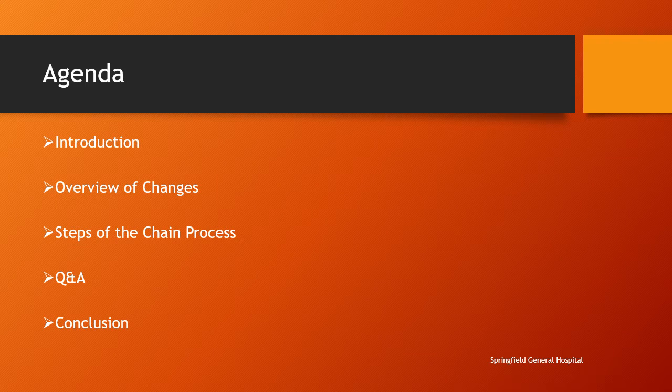Let's start with the agenda. We're going to first start with the introduction, which is what we are doing now. We're going to follow up with an overview of changes that our company is going to be making. We're going to discuss the steps of the change process in terms of how we're going to implement the changes. This includes the organization sequence, what we're going to do to make this as effective as possible. We're going to follow up with a Q&A in which you can ask us any questions, and then we'll do our conclusion.